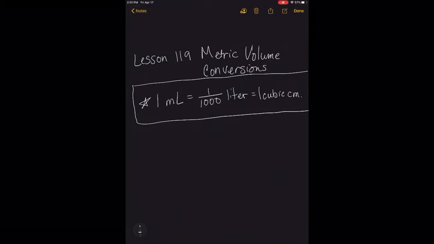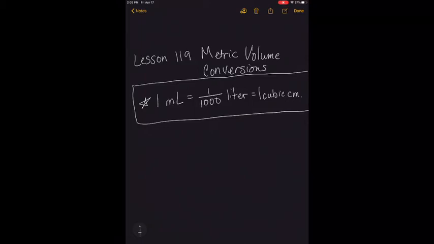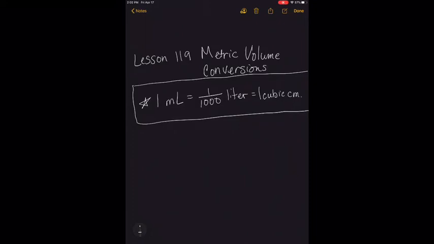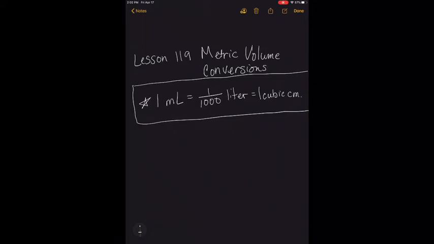So 1 milliliter is the same as 1,000th of a liter. Okay, so if you think of a 2-liter bottle, 1 liter is half of that, so it's this really skinny bottle, and a milliliter is 1/1000th of a liter. And we use little, baby kind of measuring things to measure a milliliter because it's usually babies that use that for medications and things like that. It's also equal to 1 cubic centimeter.